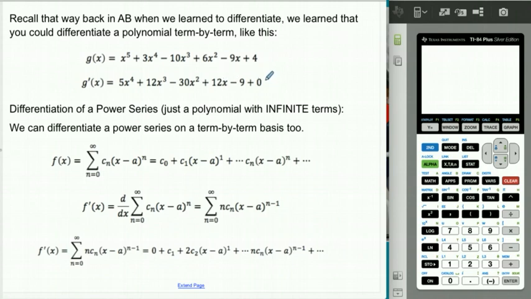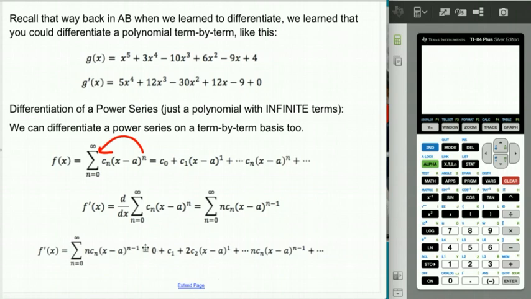Well, differentiation of a power series, which is just a polynomial with infinite terms, works the same way. We can differentiate a power series term by term as well. So if I have a power series that is some c sub n, which is just a coefficient, times x minus a to the n, I can differentiate it by dropping the power down in front and lowering the power by 1. So I get n c sub n, and then instead of x minus a to the n, it's x minus a to the n minus 1, my bad.